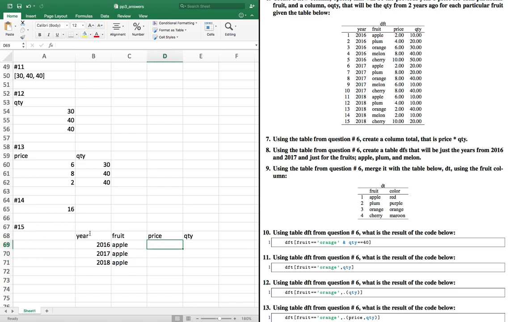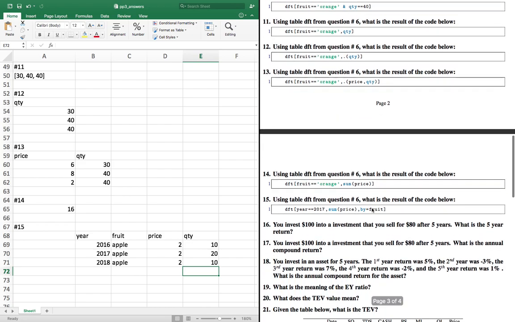All right, price is 2, 2, 2. Quantity is 10, 20, and 10. All right, so we're on question number 15. For number 15, this is the first subtable. Using the table from DFT from question number 6, what is the code below? So we have created by fruit. We created the subtables by this equals fruit. We just took the first one for now.